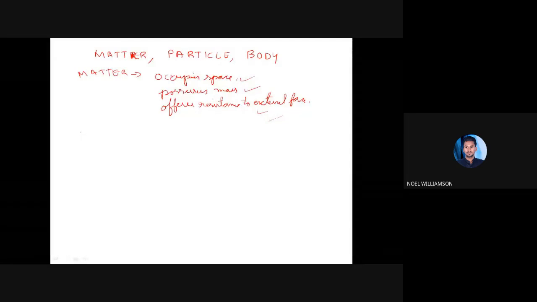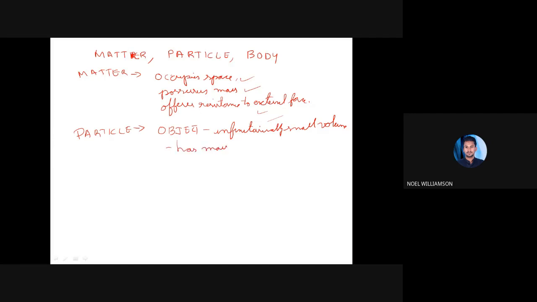Now the next thing is particle. A particle is an object which has infinitesimally small volume, but has mass, which can be considered to be concentrated at a point.